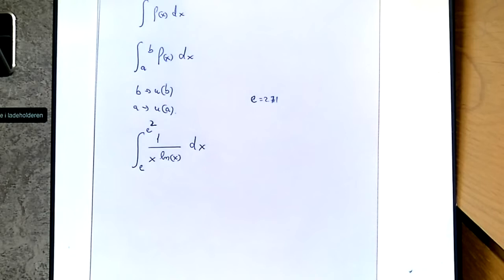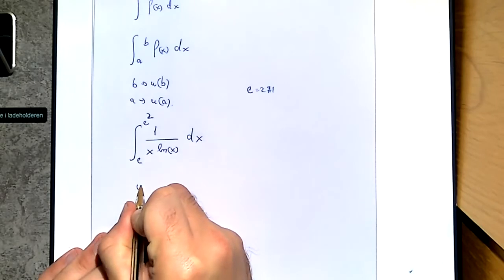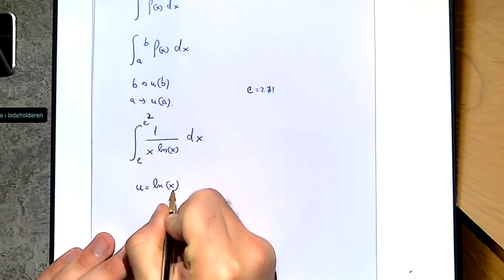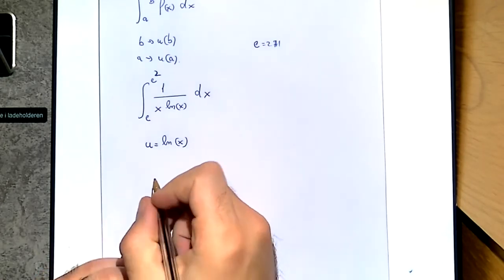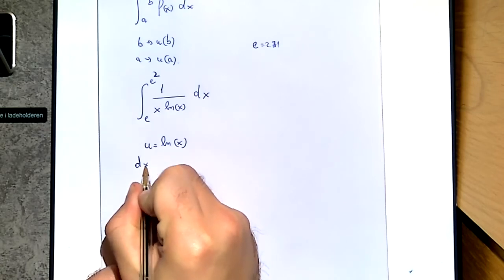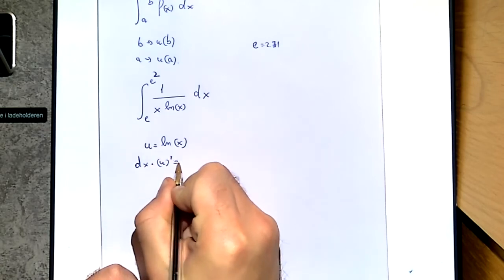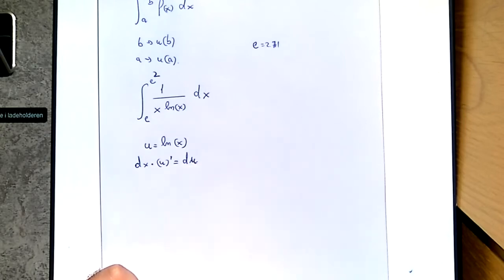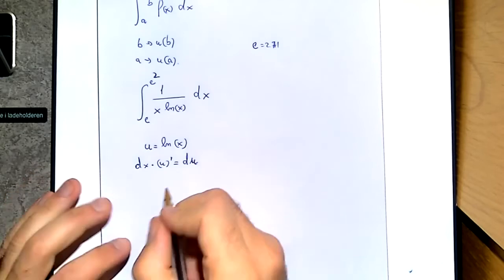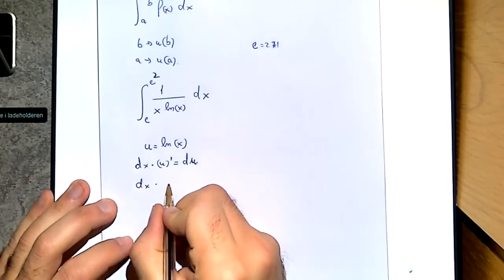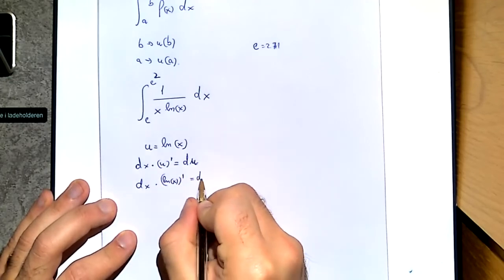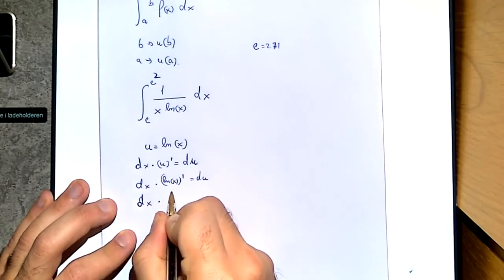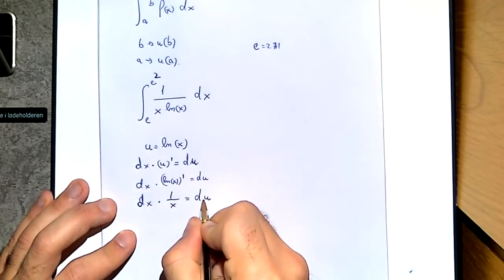Again, a prime candidate for substitution is log of x. So I'm just going to say u is equal to log of x. Now, dx multiplied by u prime is equal to du. So dx multiplied by log of x prime is equal to du. Dx multiplied by 1 over x is equal to du.